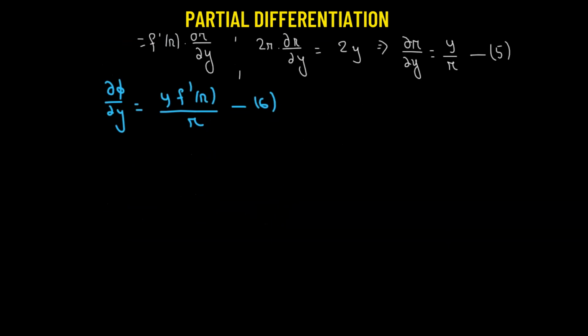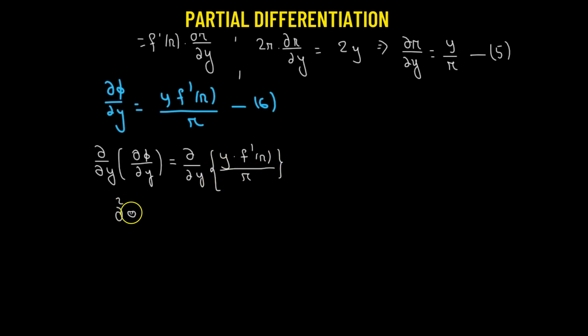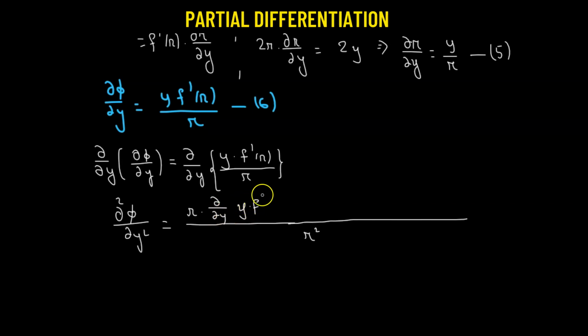So let's start with equation number 6, and then we take the partial derivative with respect to y on both sides. So we have the partial of phi with respect to y, which equals the partial with respect to y of y times f prime of r divided by r, which gives us the second partial derivative of phi with respect to y. Here we will have to apply the quotient rule. So that means we have our denominator given by r squared. In the numerator we have r multiplied by the partial with respect to y of y times f prime of r, minus y times f prime of r, multiplied by the partial with respect to y of r.